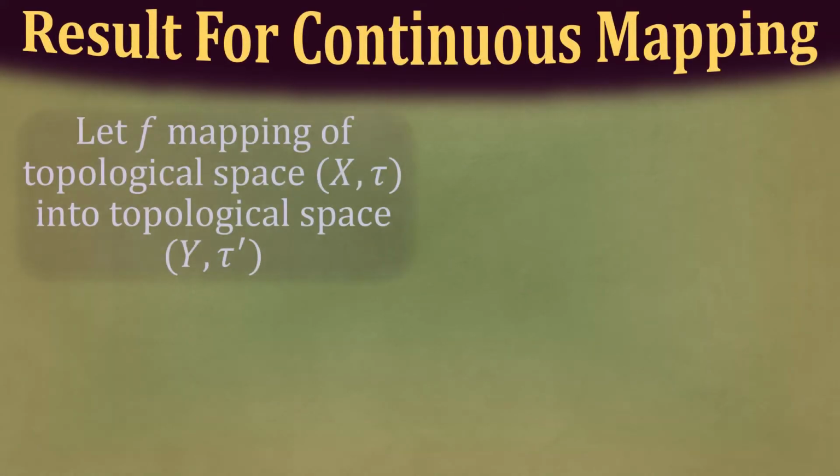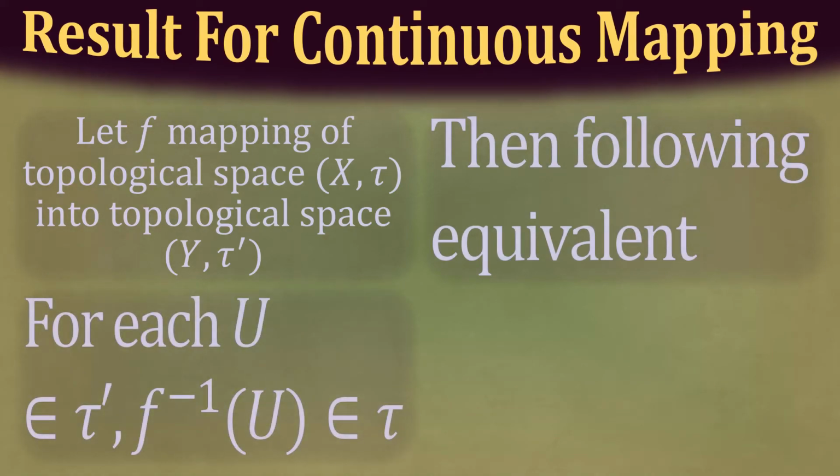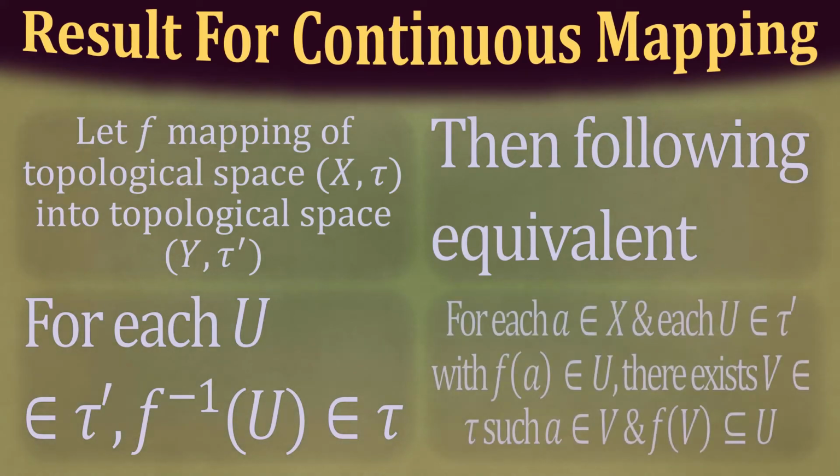Hence, let's give a result for continuous mapping. Let f be a mapping of a topological space X with T into a topological space Y with T dash. Then the following are equivalent. First, for each U in T dash, the preimage of U is in T. Second, for each a in X and each U in T dash with f of a in U, there exists a V in T such that a is in V and the image of V is in U.